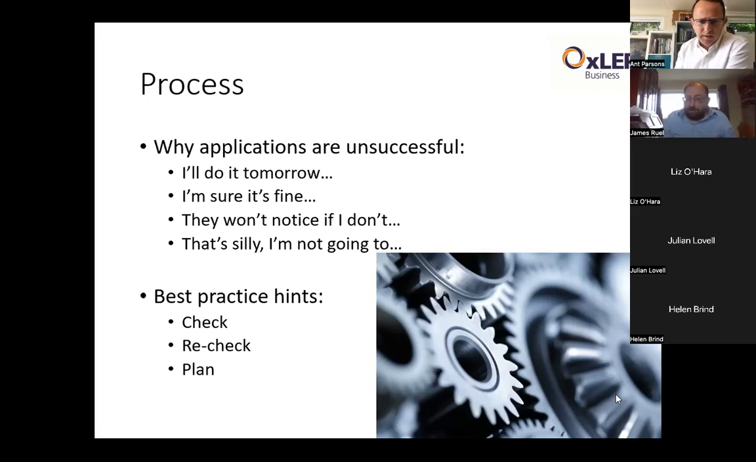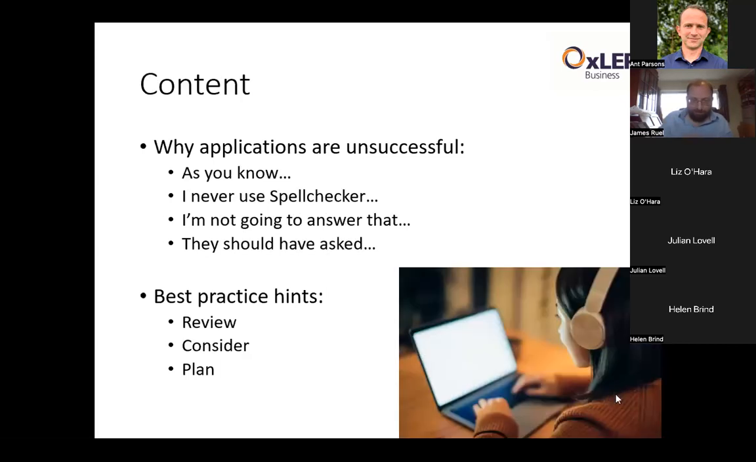So in terms of best practice hints, check the application. James, sorry, just checking where you are because we've got 2 minutes left. I shall speed up. I think I'm about 2 slides. Great. So check your application, recheck your application, have somebody else do it, and again plan the process. So make sure you don't run out of time.